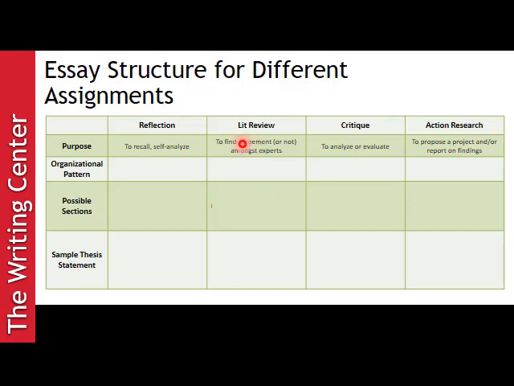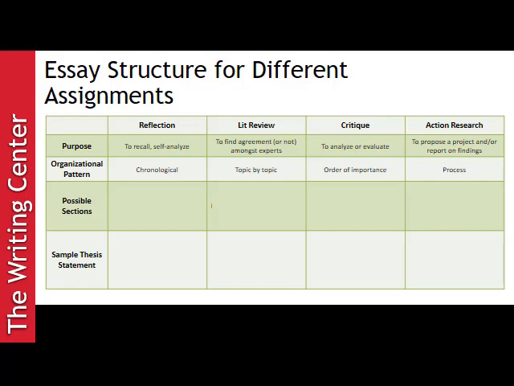For example, for a lit review, the purpose might be to find agreement or not amongst experts. That's the purpose of this kind of paper. While for an action research paper, the purpose might be to propose a project or to report on findings. So even though you're writing an essay for each one, the purpose of those essays is different, and that informs your organizational pattern. So let's talk about that.